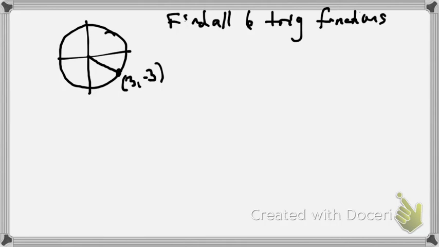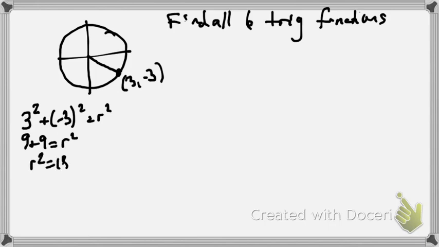Okay, so the first thing that I would have to do is figure out what the radius is. In order to figure out what the radius is, you just use the Pythagorean theorem. It's going to be 3 squared plus -3 squared equals r squared. So it's going to be 9 plus 9 equals r squared. So then r squared is going to equal 18. So r equals the square root of 18.